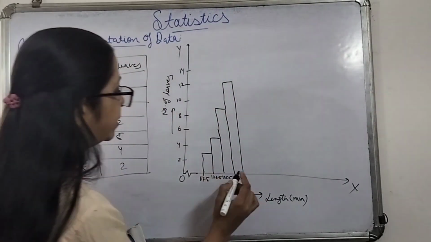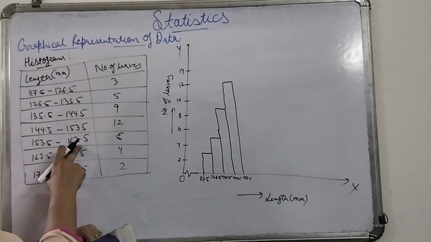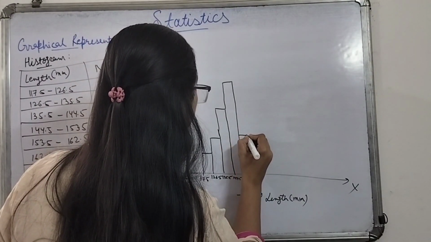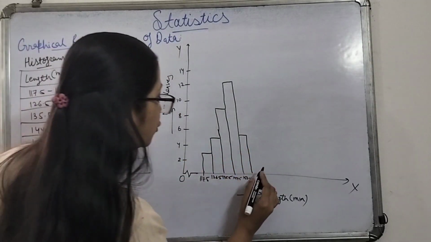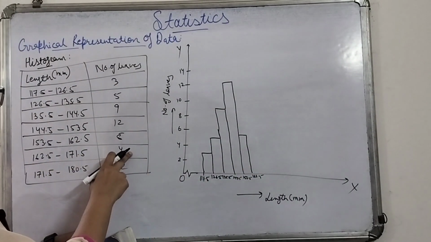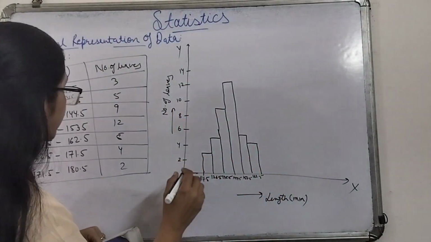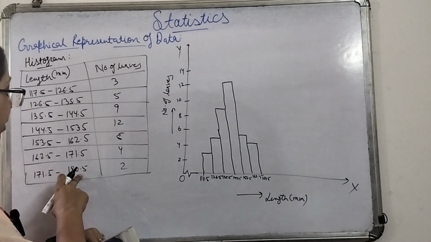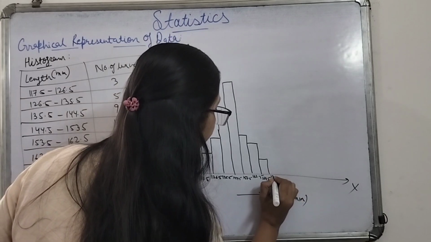It is 153.5. Then 153.5 to 162.5, it is 5. It is 5 here. The width will be the same. It will be 162.5. From 162.5 to 171.5, it is 4. It is 4. This is 171.5. And from 171.5 to 180.5, it is 2. So from here, it is 2 till 180.5.